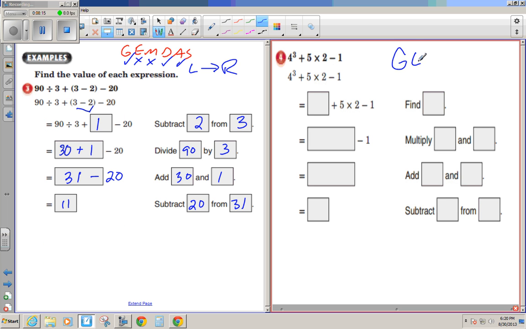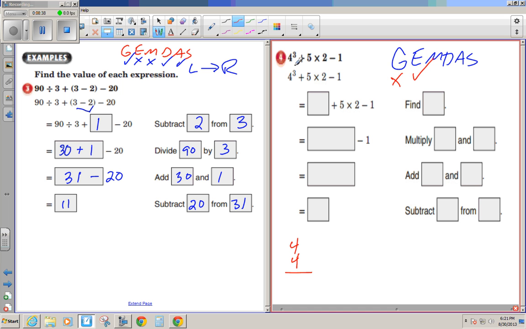All right, here we go. Write out GEMDOS. You're going to be tired of me saying GEMDOS. Are there grouping symbols? There are no grouping symbols. Are there exponents? Yes. Do the exponents first. 4 cubed. All right, well, let's do some work here. 4 times 4. Oh, wait a minute.